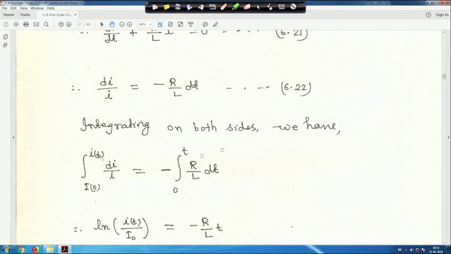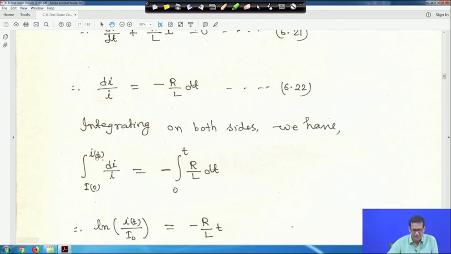So integrate on both sides. I is varying from the initial current I0 to the current I(t) at some time t. So di upon I is equal to minus, with t going from 0 to t, R upon L dt.